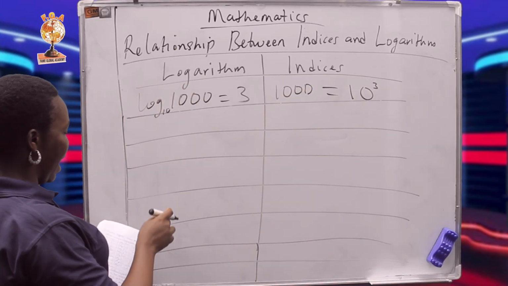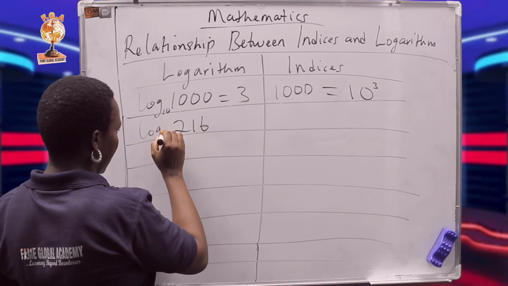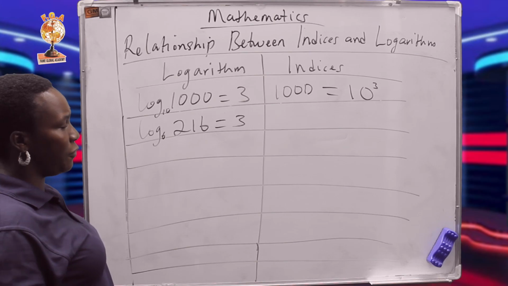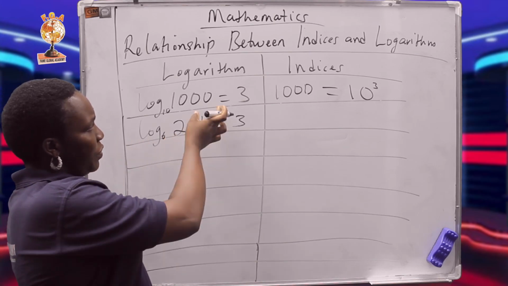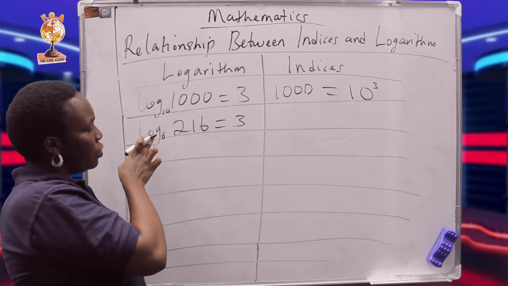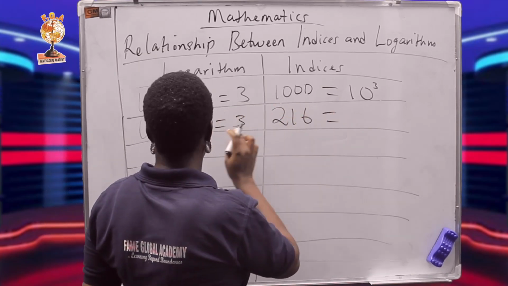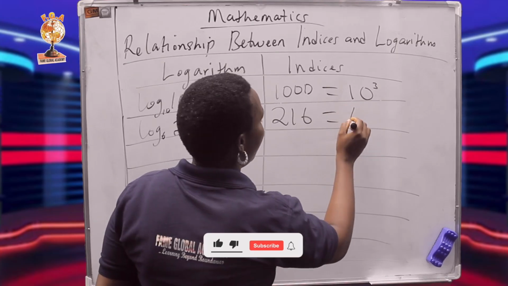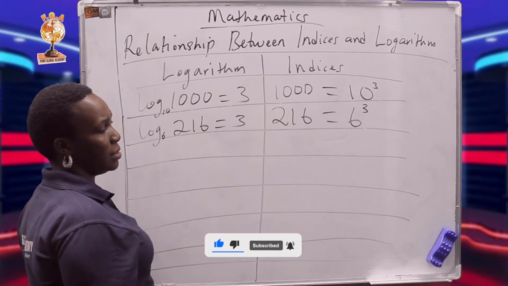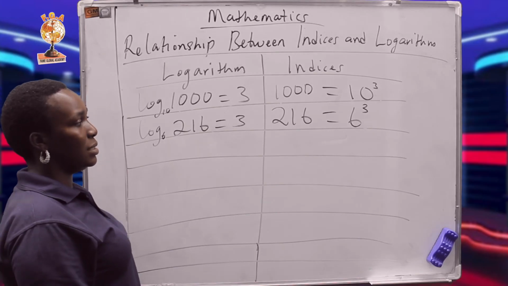Okay, now what if we have log 216 base 6 is equal to 3? How do you write it in index form? The same thing happened like what we did here. It will be 216 equal to 6 raised to the power of 3. 216 equals to what? 6, which is the base, raised to the power of what? 3, which is the answer. And if you multiply 6 into 3 places, you get 216.